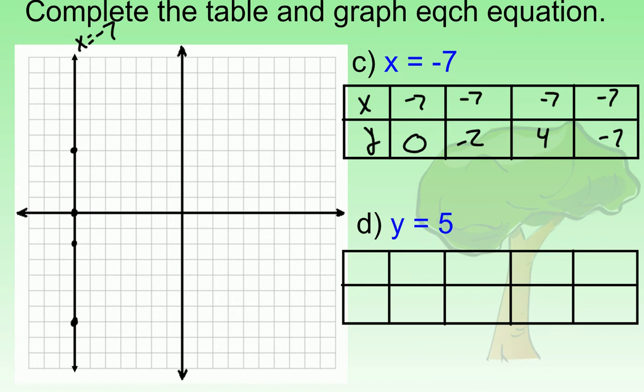Finally, letter D. X, Y value is 5. If you plugged in anything other than 5, it's not true. The only thing that you could plug in for the Y is 5. The X values, though, they can be anything you want. So let's make them anything we want.